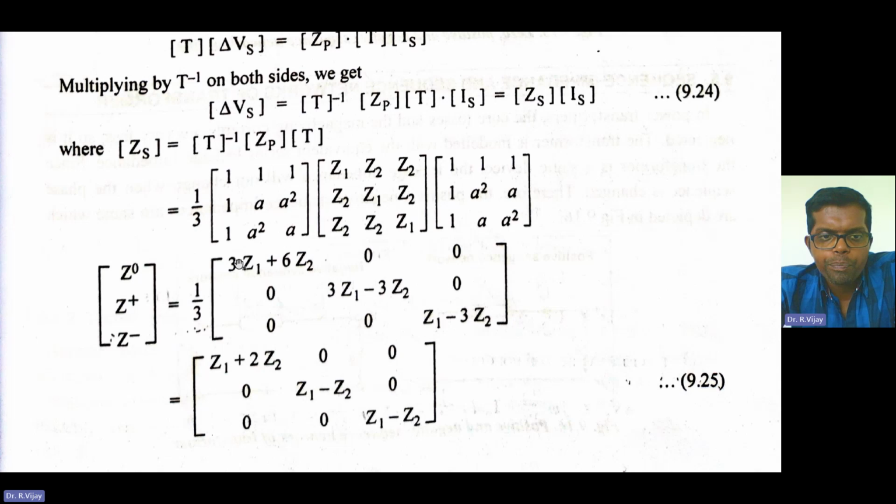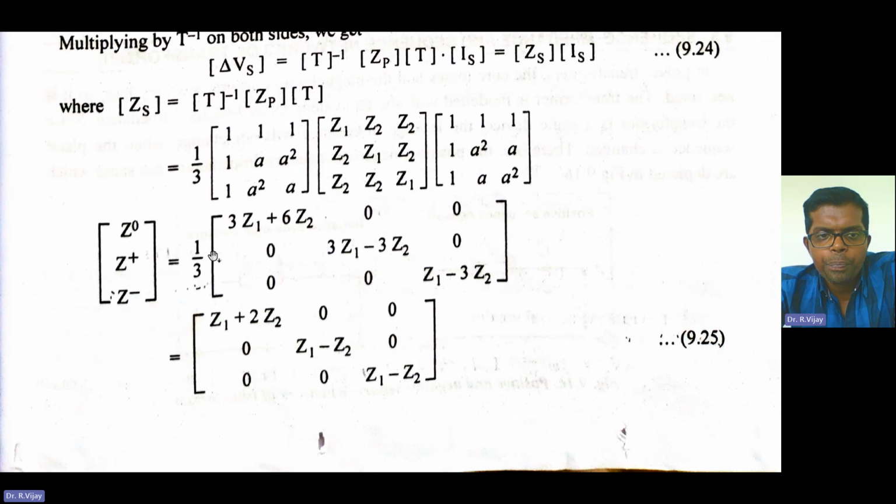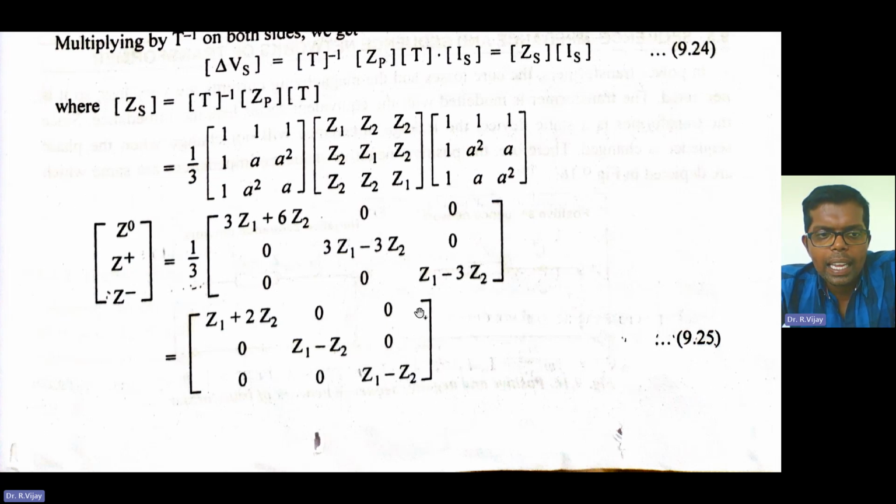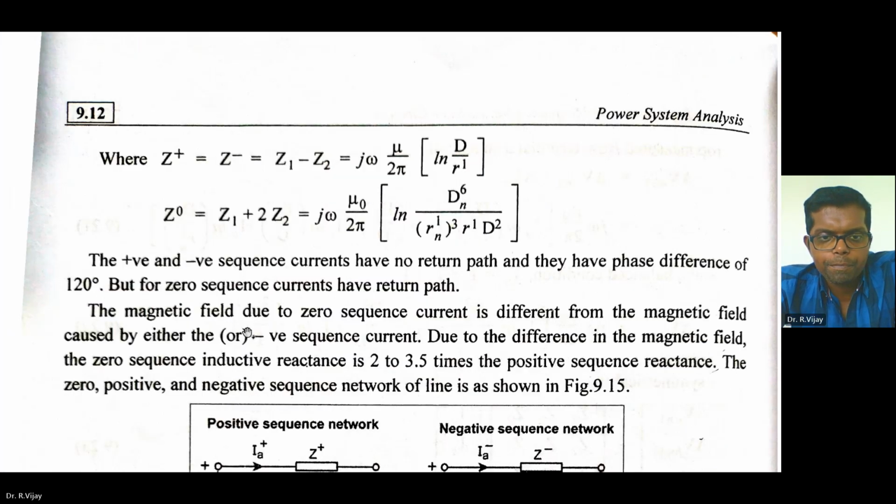multiply, you will get 3 into Zn plus 6 into Z2, 0, 0. Then you get 3 into Z1 minus 3 into Z2, Z1 minus 3 into Z2. Rest of all elements are 0, into 1 by 3. So you simplify, you'll get impedance as Z1 plus 2 into Z2, Z1 minus Z2, Z1 minus Z2. That is the impedance for zero sequence, positive sequence and negative sequence.